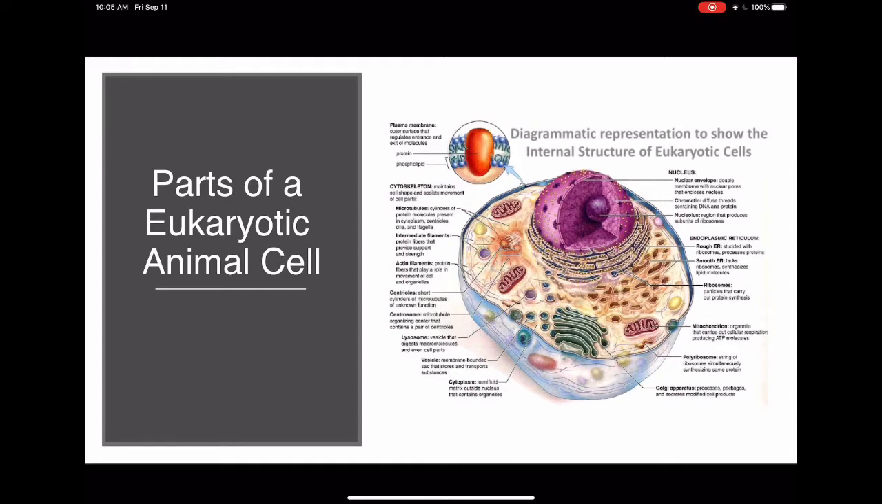Just some highlighted organelles that I think you should focus on. We have the nucleus, which contains all of the DNA, the genetic material of the cell. We also have the endoplasmic reticulum. There are two types of endoplasmic reticulum, the rough ER and the smooth ER. What differentiates these two structures is that the rough ER is studded with ribosomes. These ribosomes are embedded into the membrane of the rough ER.